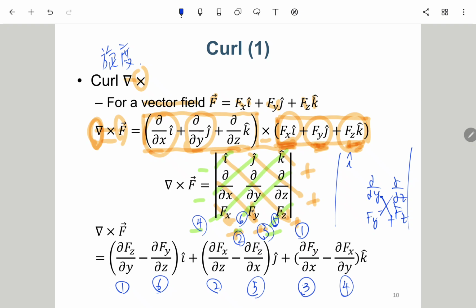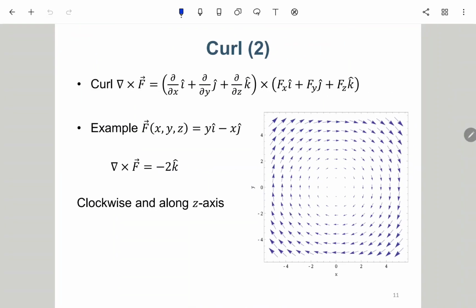So what does it mean? In Chinese it is called 旋度. You can imagine it's trying to describe how the vector field of F is rotating. Okay, so anyway, curl of F takes this expression.